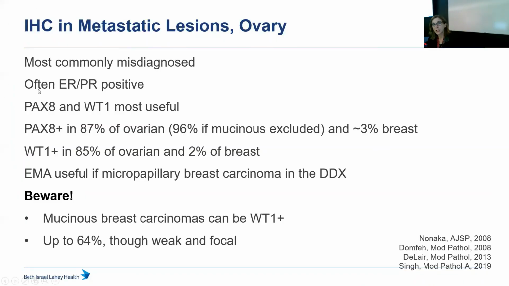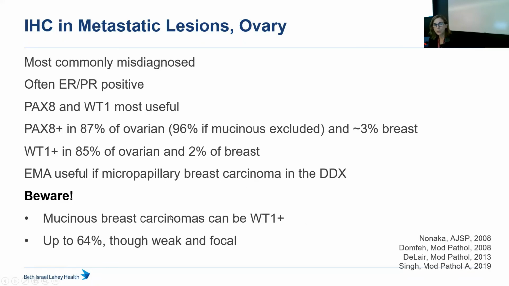So this actually is the most commonly misdiagnosed or missed metastasis. These are often ER/PR positive, so a pitfall that you wouldn't pick up necessarily on your biomarker studies. PAX8 and WT1 are most useful, with 87% being positive for PAX8 and 96% if you exclude mucinous, which of course wouldn't really be in the differential diagnosis so much with breast carcinoma.